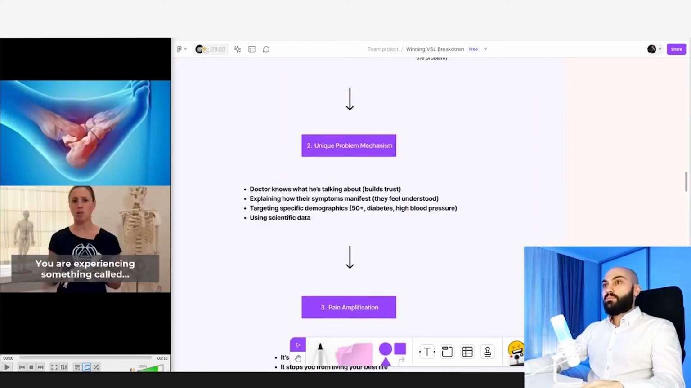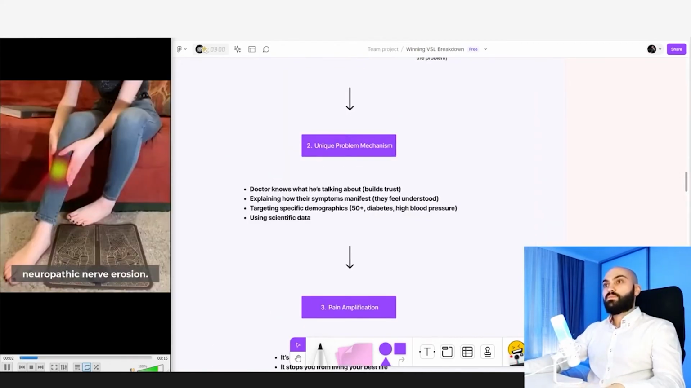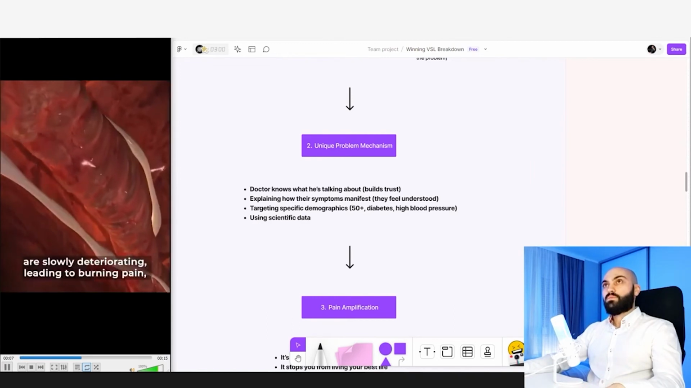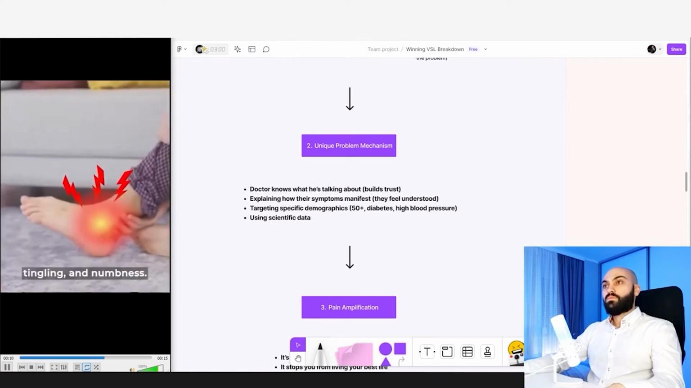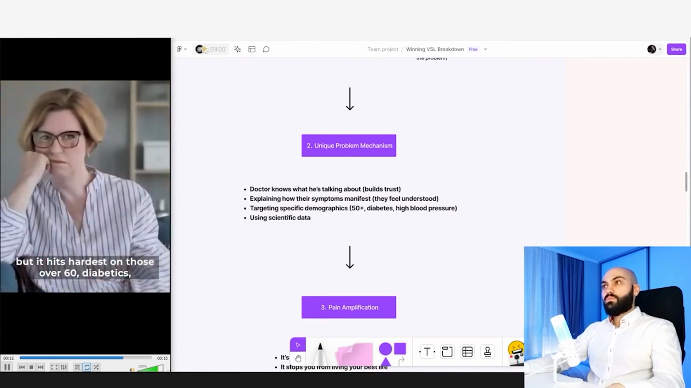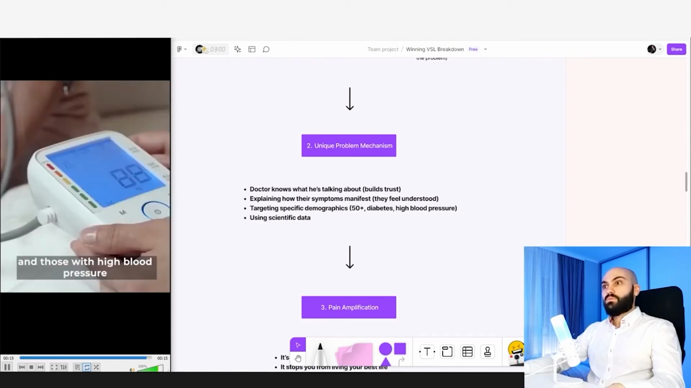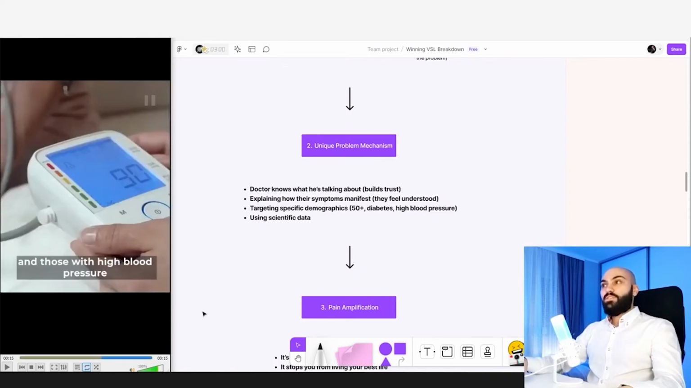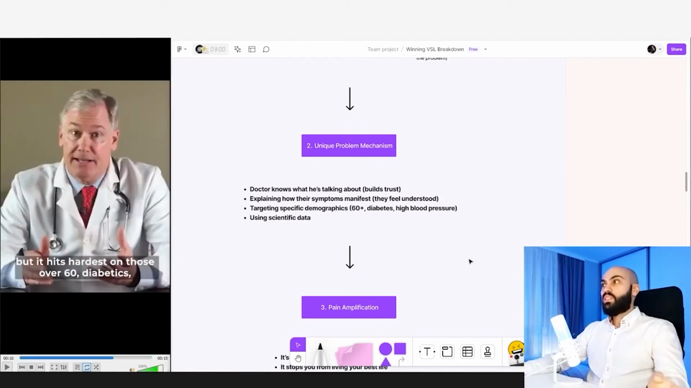Unique problem mechanism: "You're experiencing something called neuropathic nerve erosion. This means that the nerves in your feet are slowly deteriorating, leading to burning pain, tingling, and numbness. It hits hardest on those over 60, diabetics, and those with high blood pressure." Okay, so the doctor knows what he's talking about. It builds trust in our customers. He explains how their symptoms manifest, which makes them feel understood. He targets specific demographics: 60 plus, diabetes, and high blood pressure. And he uses scientific data to explain the problem mechanism.